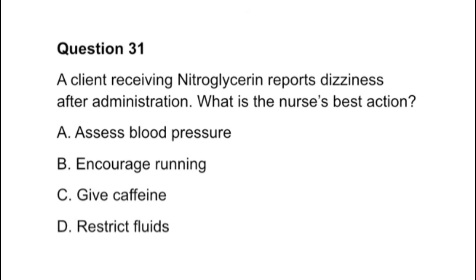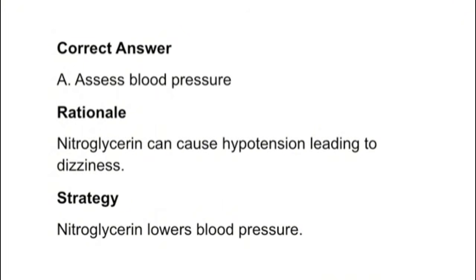Question 31. A client receiving nitroglycerin reports dizziness after administration. What is the nurse's best action? A. Assess blood pressure. B. Encourage running. C. Give caffeine. D. Restrict fluids. Correct answer. A. Assess blood pressure. Rationale. Nitroglycerin can cause hypotension leading to dizziness. Strategy. Nitroglycerin lowers blood pressure.